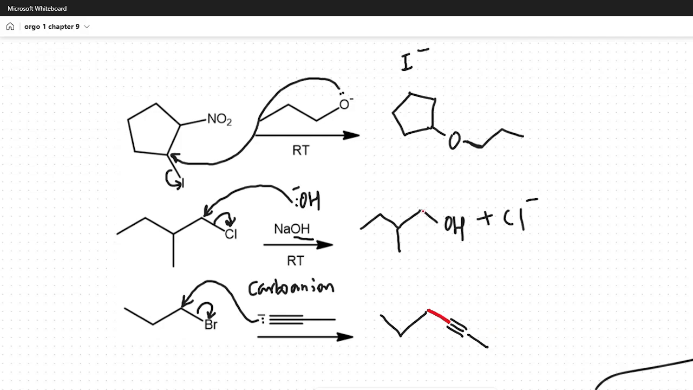I'm going to do the same with the other structure as well. I'm going to highlight the bond that's being formed. At the same time, it's going to have a free bromide.